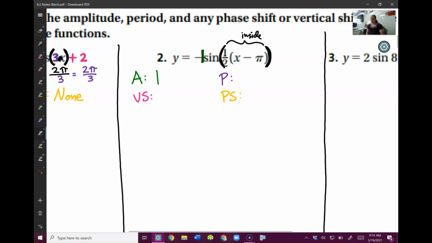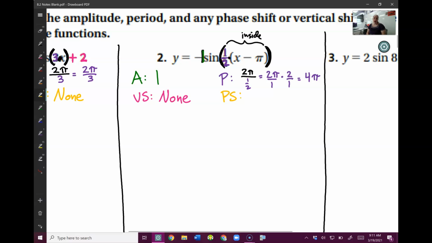Period is multiplying on the inside. So this 1/2 is being multiplied on the inside, 1/2 times x minus pi. So that's going to be our period. And remember, it's always 2 pi over what that number is, which in this case would be a leave, flip, change. Leave the numerator, flip the denominator, change it to multiply, so we get 4 pi. There we go. Vertical shift. Adding or subtracting outside the parentheses. Well, I look here, I don't have anything that I'm adding or subtracting to the outside. So this is none.